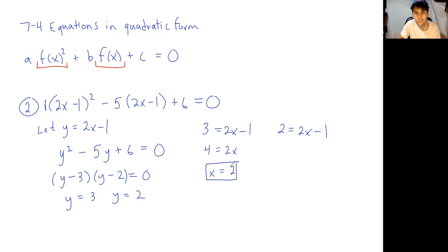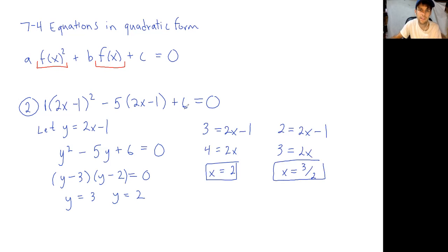So 2 is one of our solutions, but we didn't know that until we actually plugged it back in and solved it. And then we'll add 1 here to both sides. So we get 3 equals 2x. And then we'll divide by 2 on both sides. So we'll go x equals 3 over 2. And those are solutions to this original function in quadratic form.